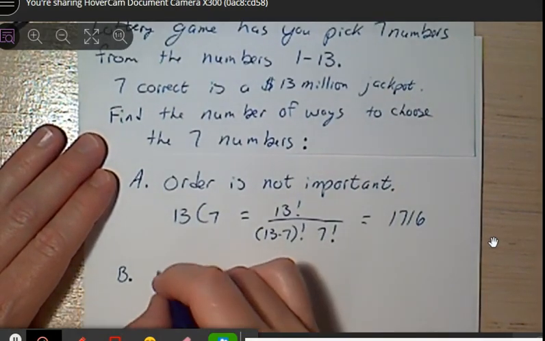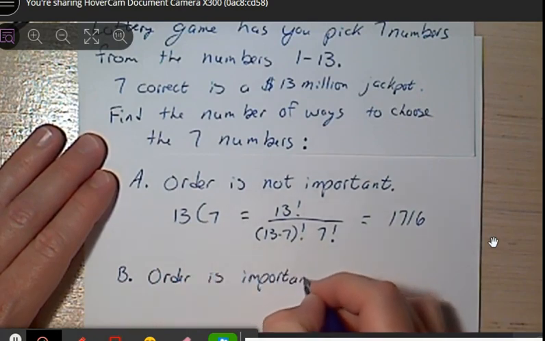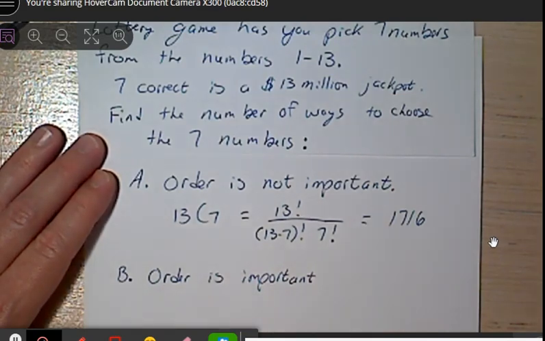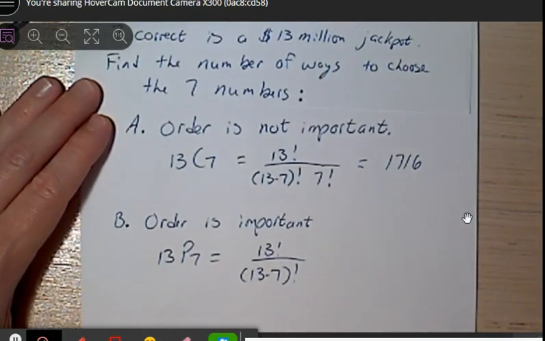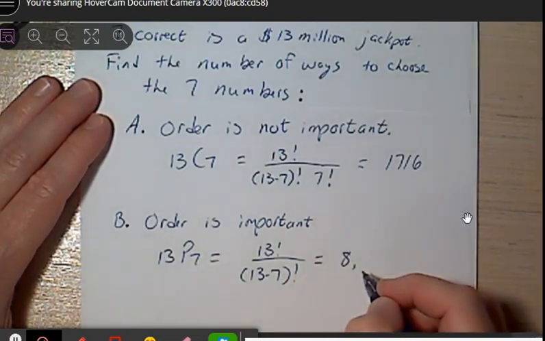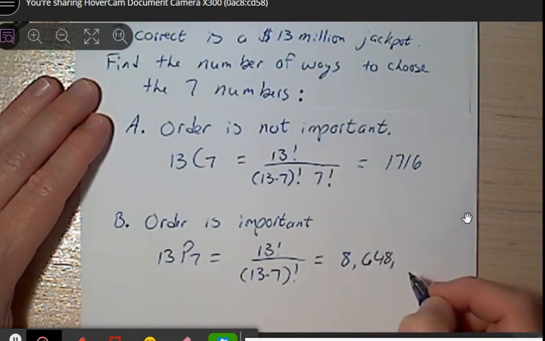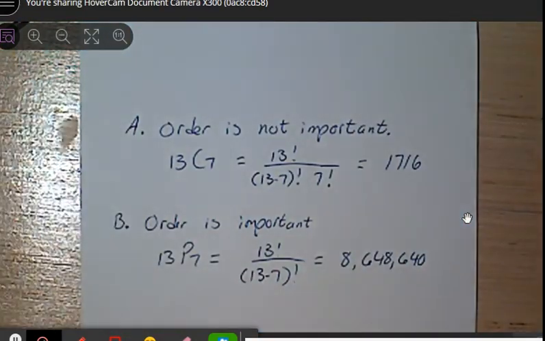Okay, if the order is important, in the Powerball, I think when you do these, there's always one number that you have to pick. But in this case, we're looking at all the 7 different numbers being important. This would be 13 factorial over just 13 minus 7 factorial. All right, if you punch that in, there's 8,648,640 unique combinations of numbers that you could put for this.